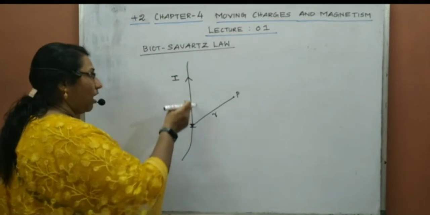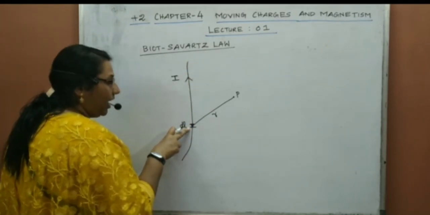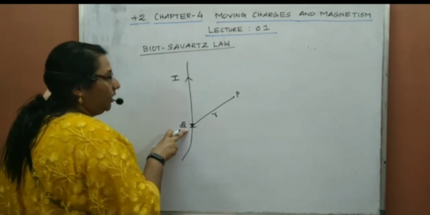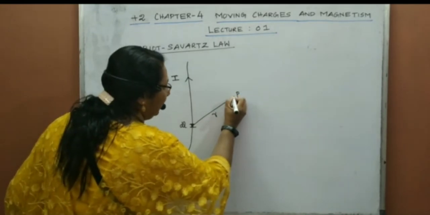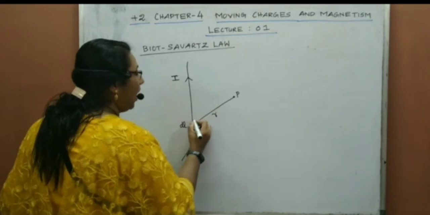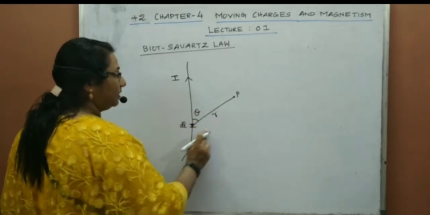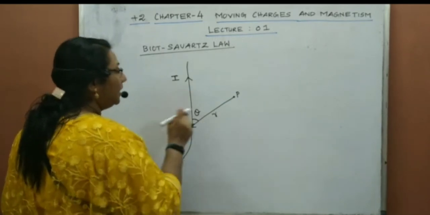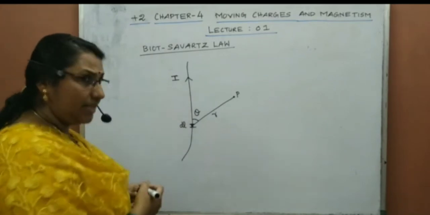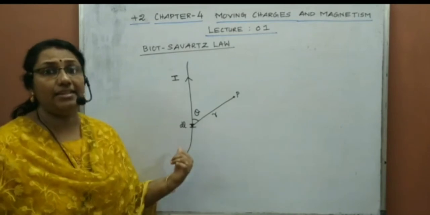The current is the same throughout the conductor. So current I flows through this segment also. And this current carrying segment produces a magnetic field at point P, which is at a distance R from it, and it makes an angle theta. The position vector between the segment and the point makes an angle theta with the direction of current. Clear? This is the position vector between the point and the current carrying segment.